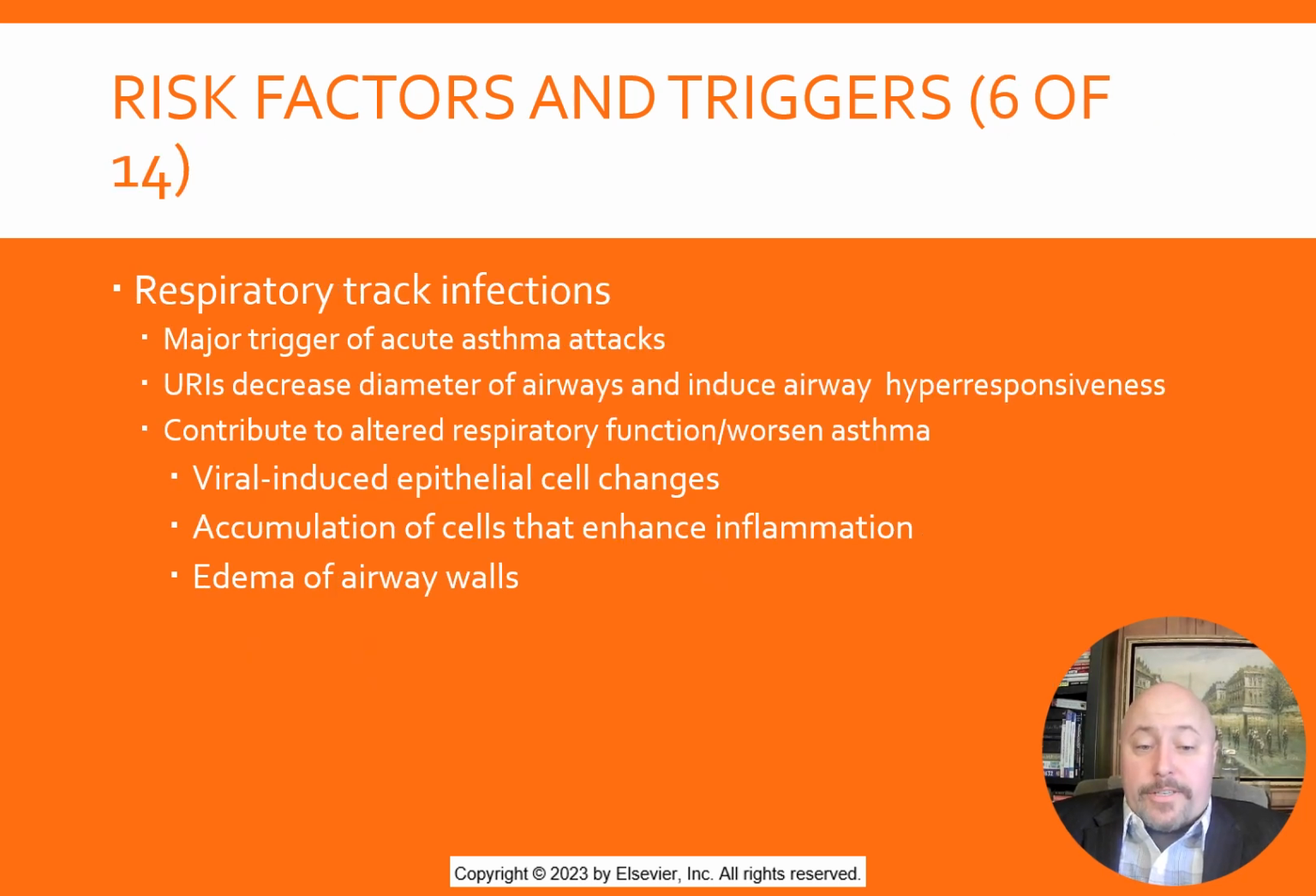Respiratory tract infections could also be a major trigger of acute asthma attacks. Upper respiratory infections decrease the diameter of the airways and induce airway hyperresponsiveness. These also contribute to altered respiratory function and worsen the asthma.